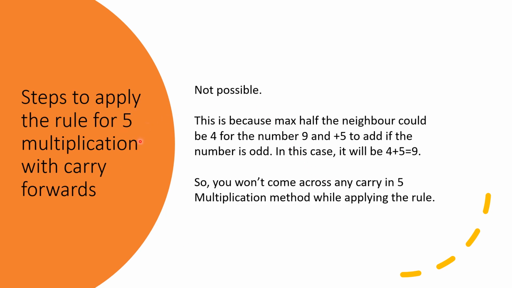And let's see how it works out for the carry forwards. So in the 5 rule, you will not come across a carry forward, because the max number that you can use is 4 for the number 9, and plus 5 to add if the number is odd. In this case it will be 4 plus 5 equal to 9. So you won't come across any carry in the 5 multiplication method for this rule.